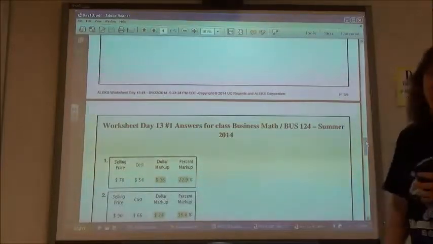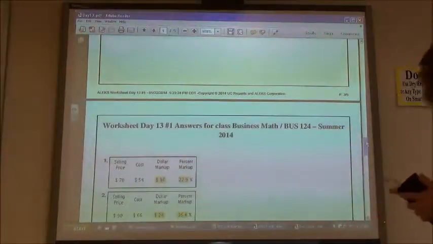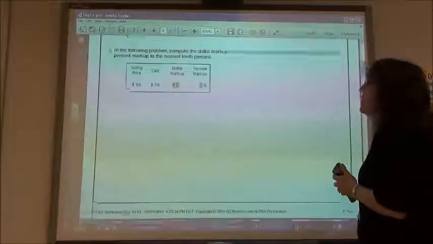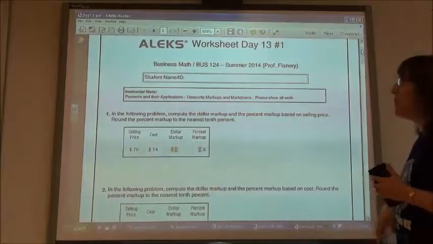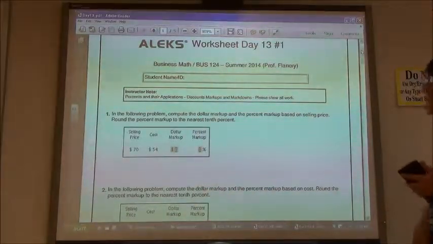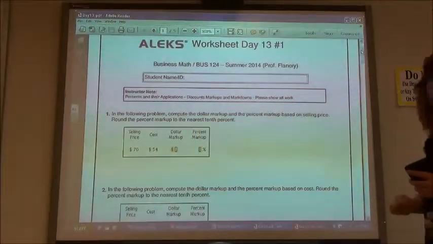So that's the end of worksheet day 13. Again, these are under percents and their applications, and then the subheading, discounts, markup, and markdown. So if you go to your Alex pie chart, look under that section for these problems.